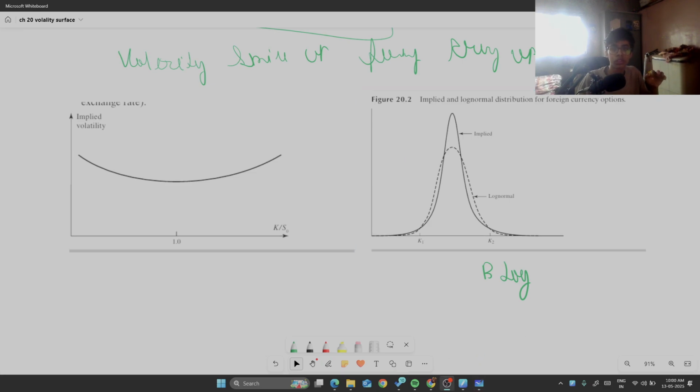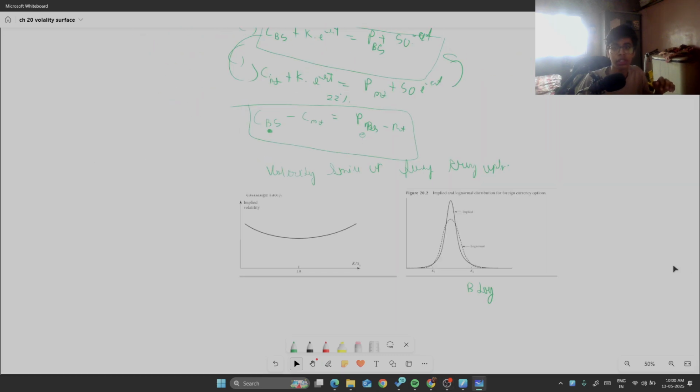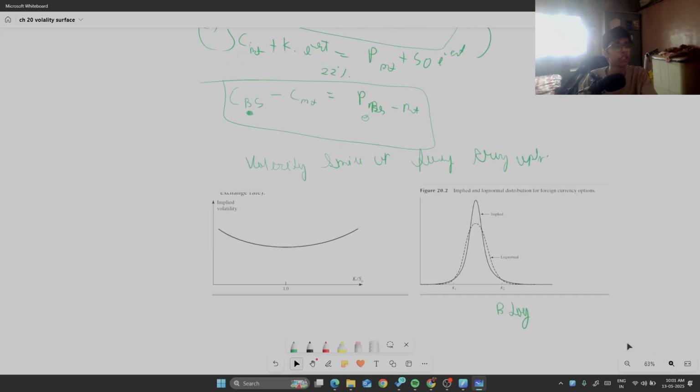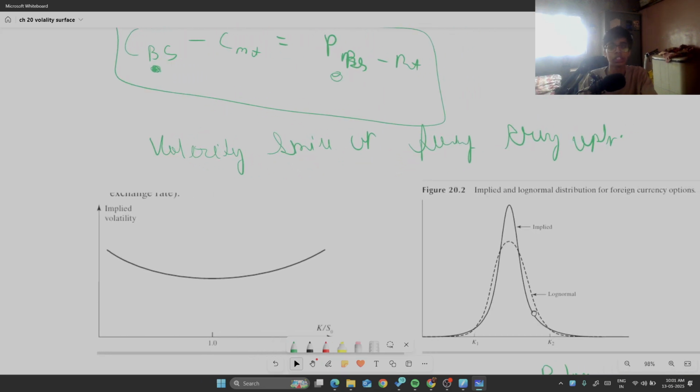Wait a minute. You can see my screen, right? No, you can't. There is some technical issue going on with my screen. The screen is too bright, but I hope you can see it.